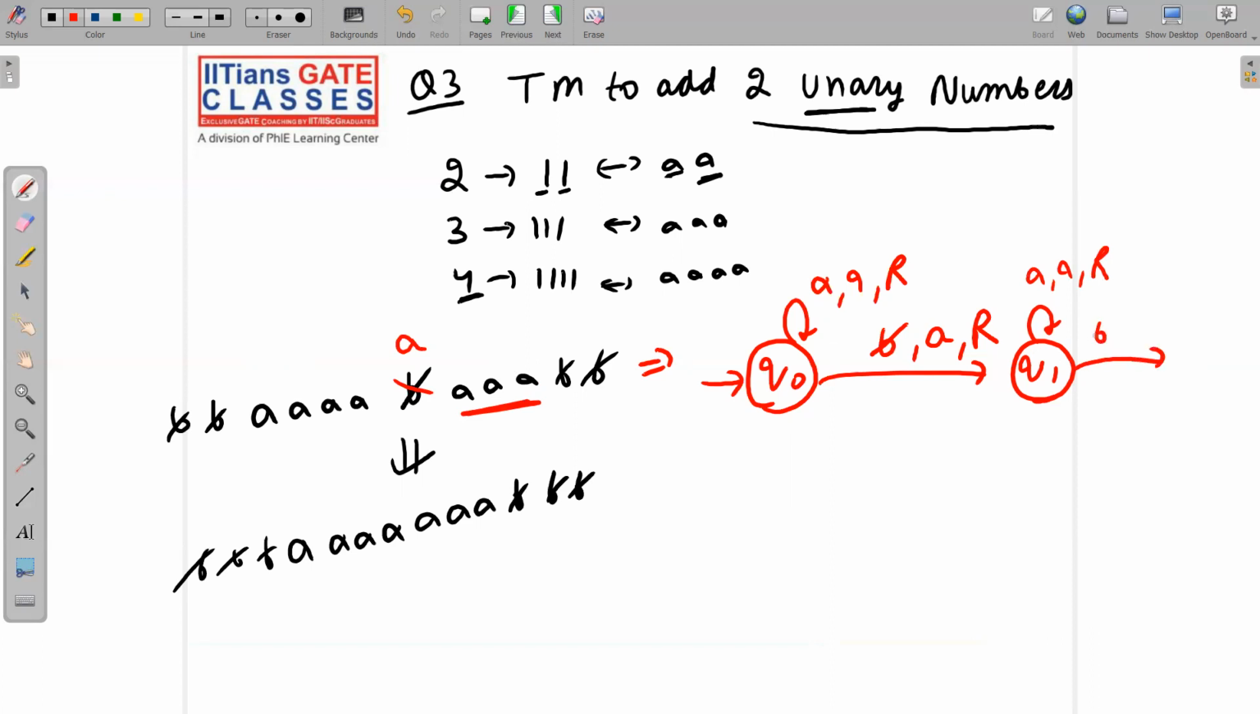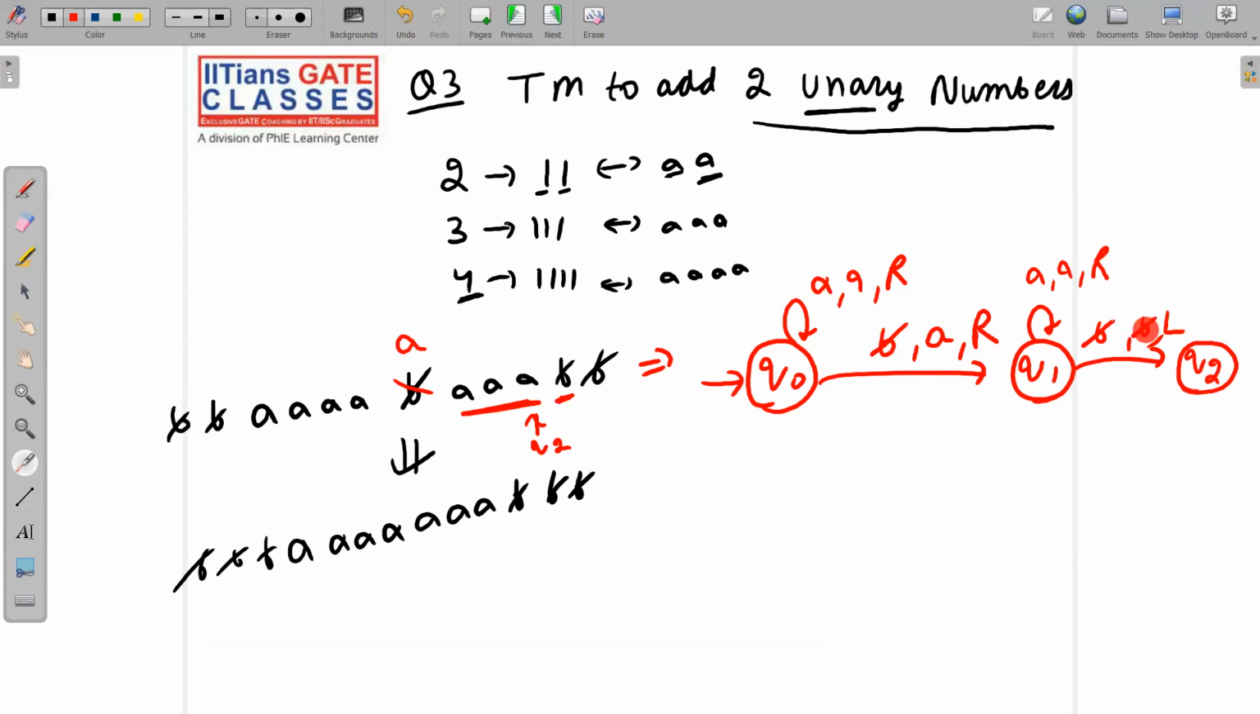As soon as Q1 finds the blank, the blank will remain as blank and it will move towards the left. That means all these A's will be ignored. This blank will remain as blank and it will move towards the left. So the state now should be Q2. The state is changed. Why is the state changed? Because the mindset is changed. Q0's mindset is in search of a blank only and it will ignore all the A's. Q1's mindset will be: ignore all the A's, search the blank.